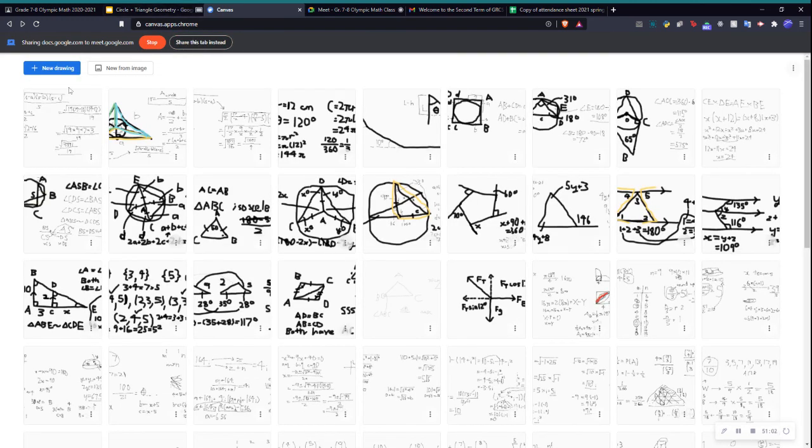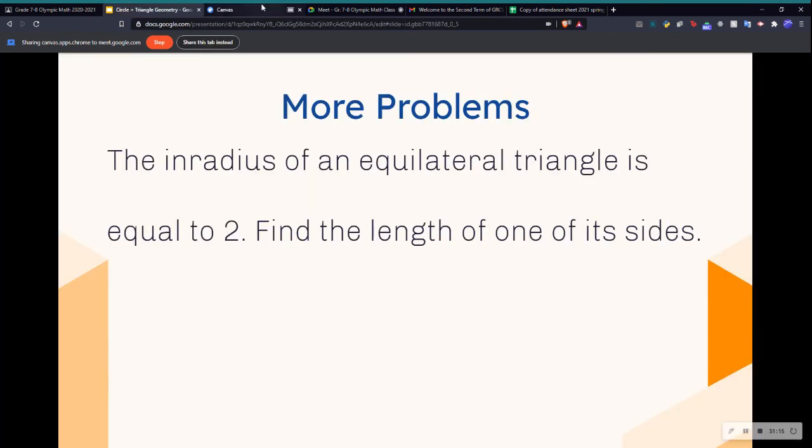Okay, let's take this problem up. Let's go back to the whiteboard. All right, so the inradius is equal to 2 for an equilateral triangle. In an equilateral triangle, all the side lengths are equal to each other. Let's just call it x. Let x be one of the sides.